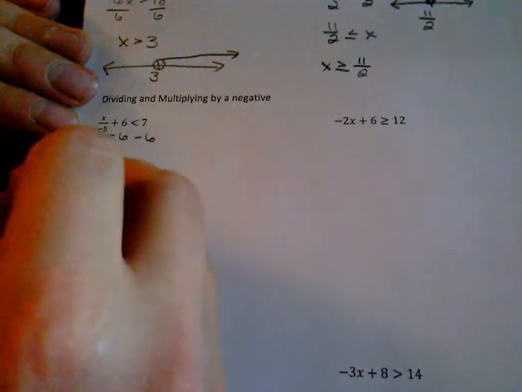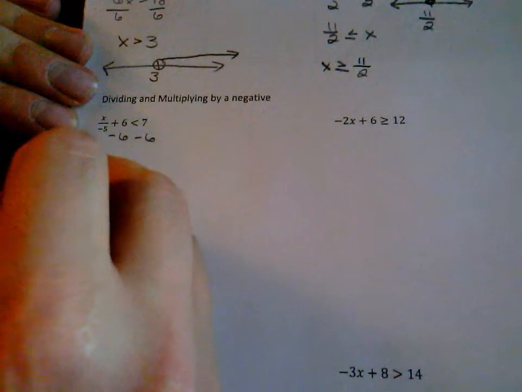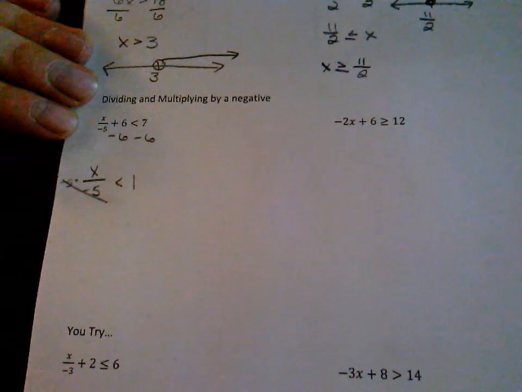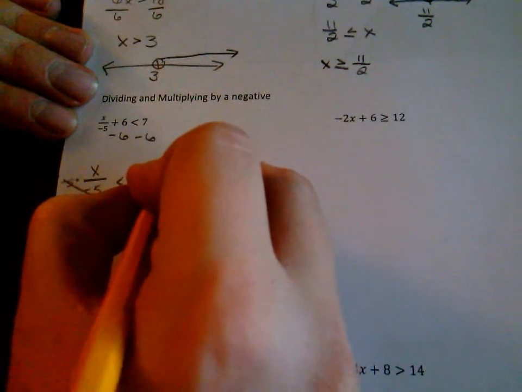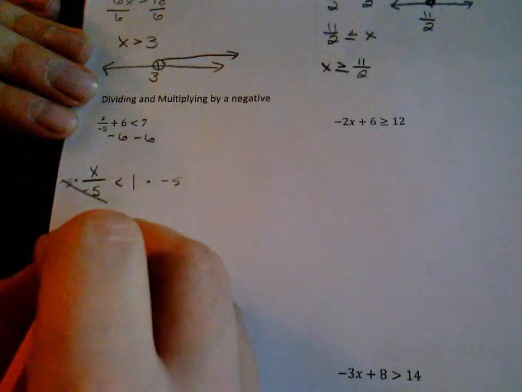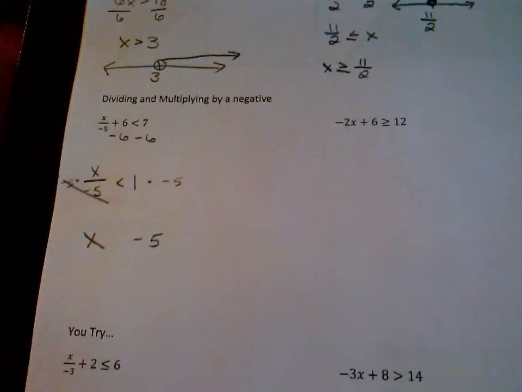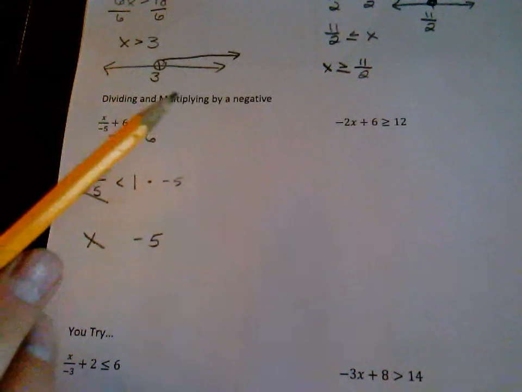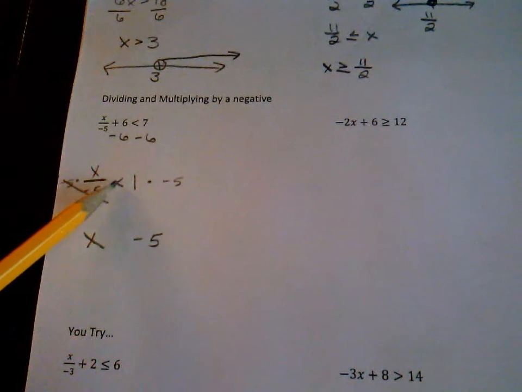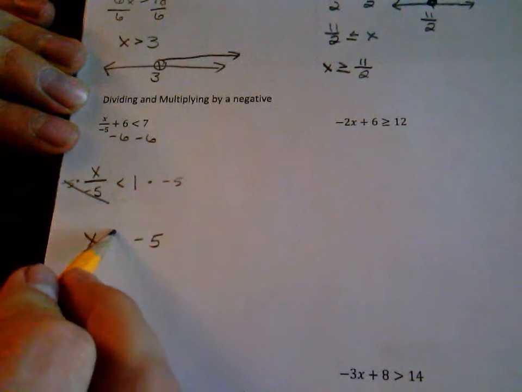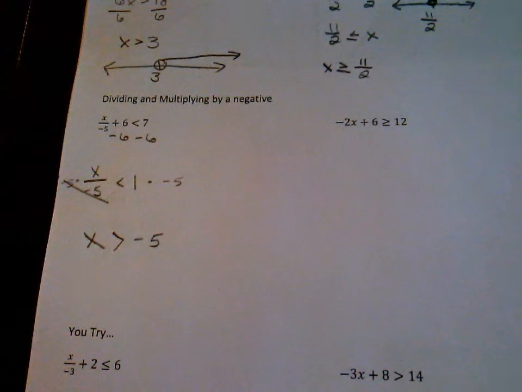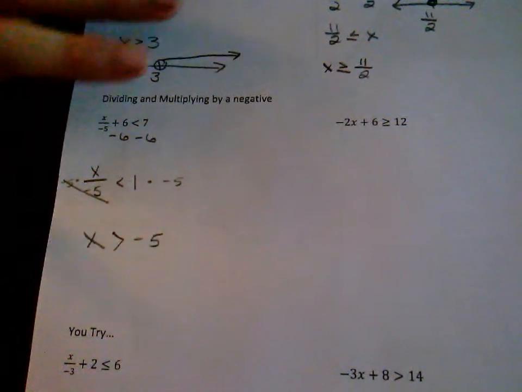Our next step is to multiply by negative 5. That crosses those out. You multiply by negative 5 on the other side, and that gives you x and negative 5. But there's something special about dividing and multiplying by negative. What we do with this sign is it flips. So now it's going to face the other way. So whenever you multiply or divide by negative, you flip the sign.